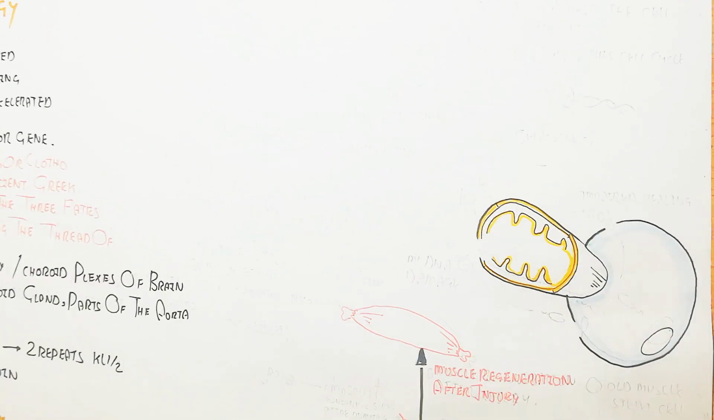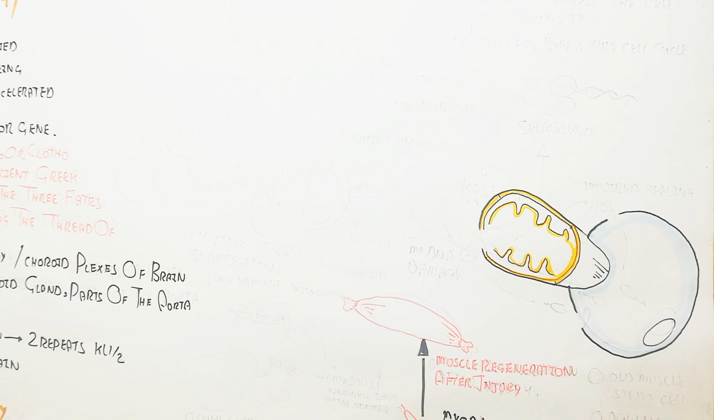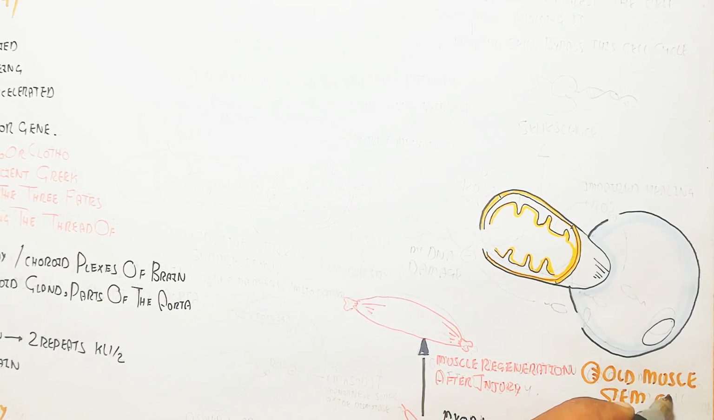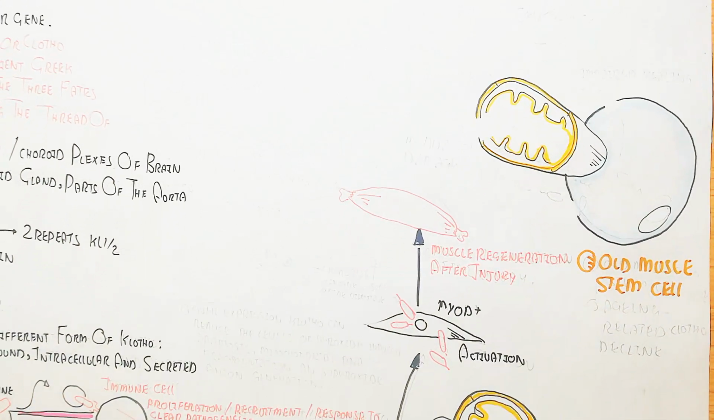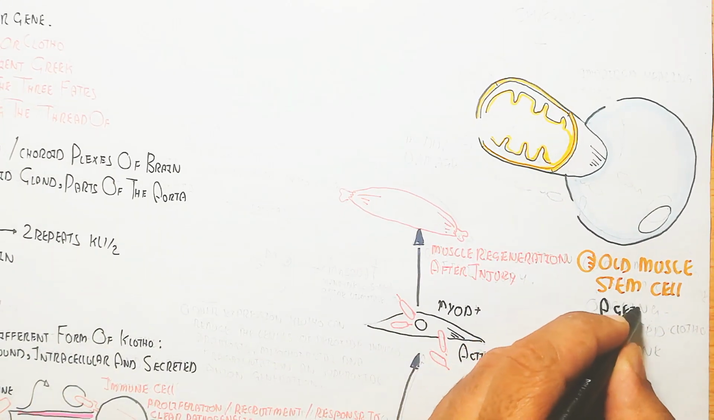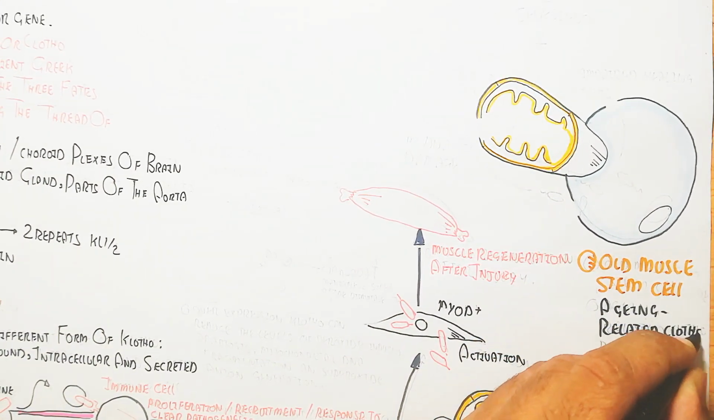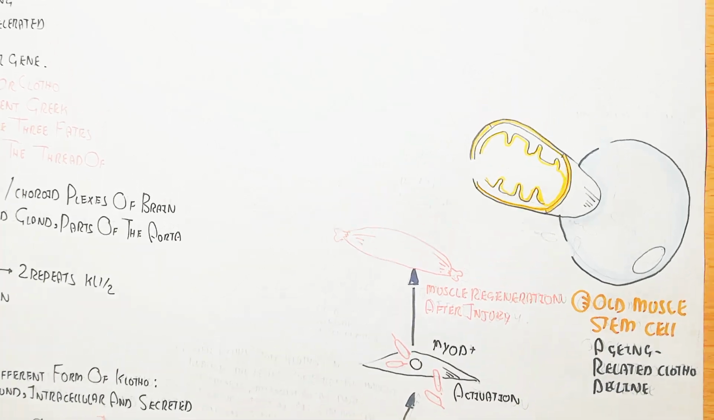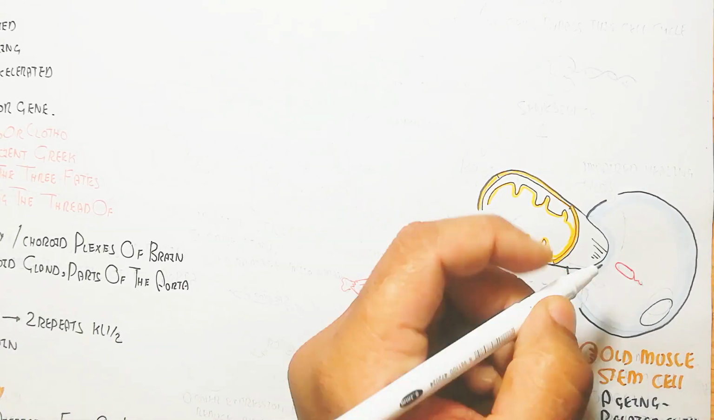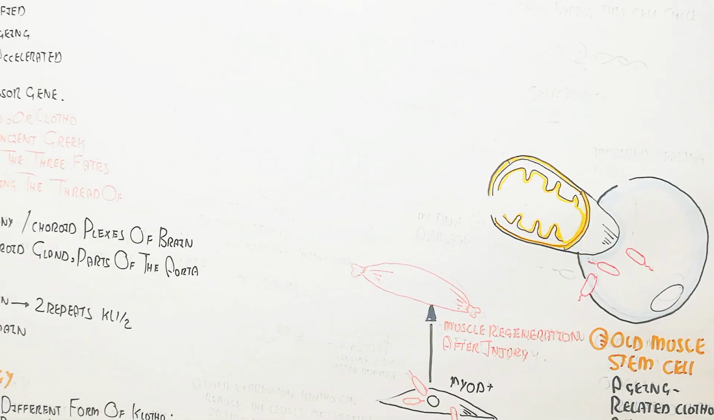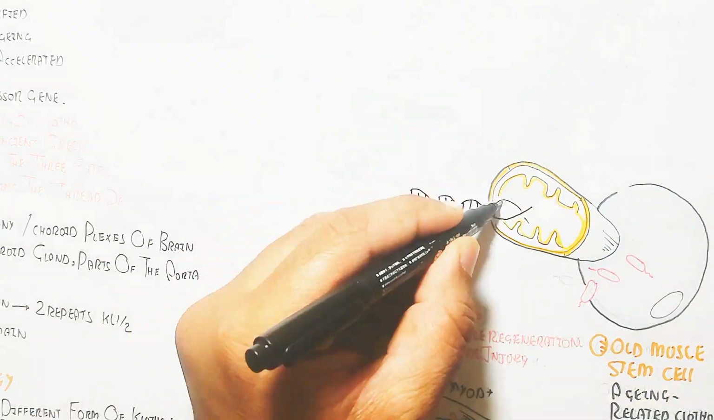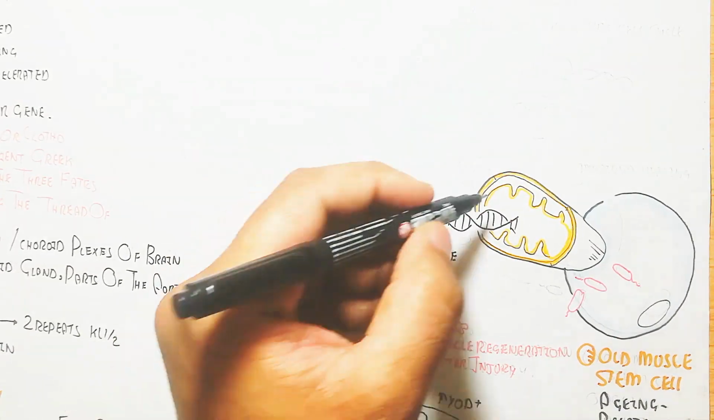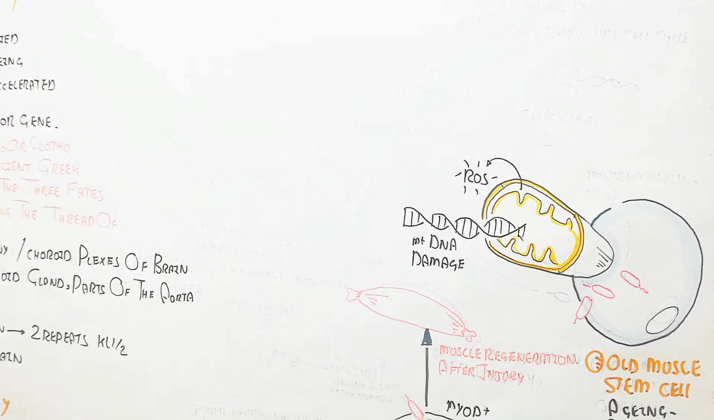For old muscle stem cells, there is an aging-related Klotho decline. So when Klotho declines in the old muscle stem cell, what will happen? Let's understand. Basically, reactive oxygen species are produced more, causing DNA damage, mitochondrial DNA damage, and impaired biogenesis of the mitochondria, and on the other hand, the cell survival possibility will decrease.